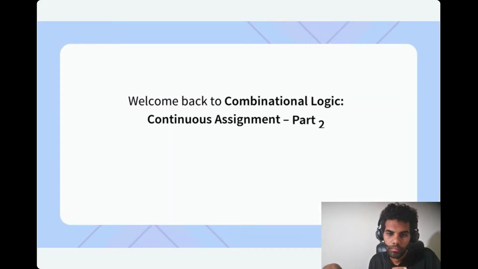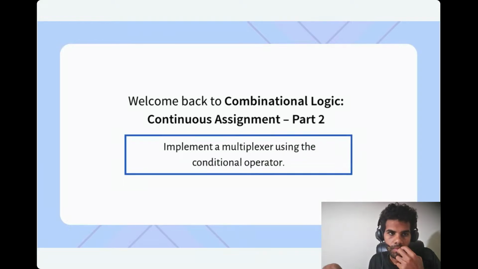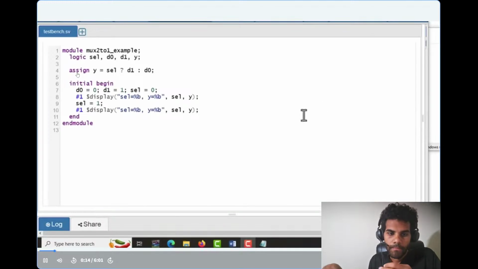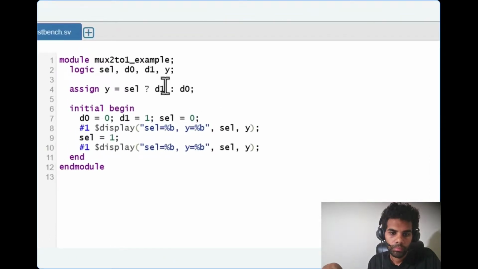Welcome back to combinational logic, continuous assignment, part 2: implement a multiplexer using the conditional operator. In this example, we're going to learn how to implement a 2-to-1 multiplexer in SystemVerilog. Here we have three inputs, D0, D1, and our select, and one output, Y. We define the multiplexer using the conditional ternary operator, which is this question mark here. This means that if select is equal to 1, then we assign Y to D1.